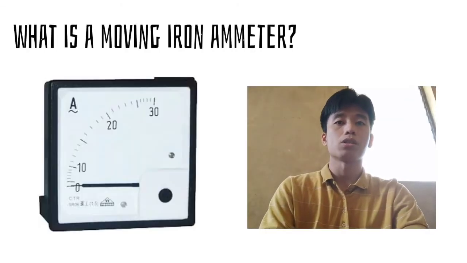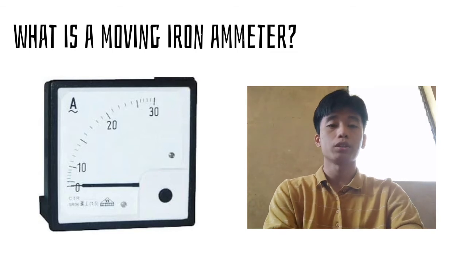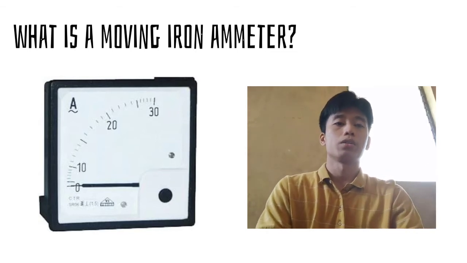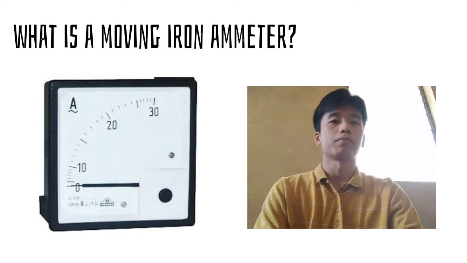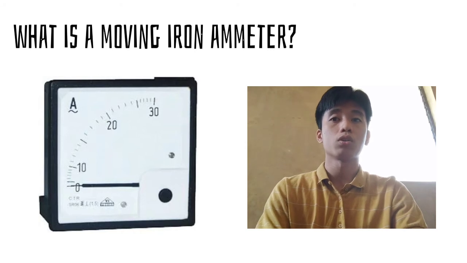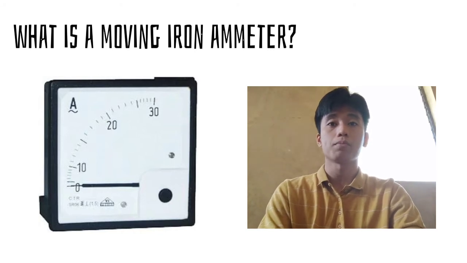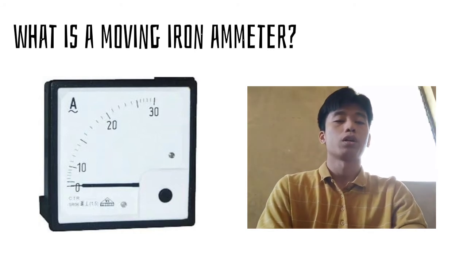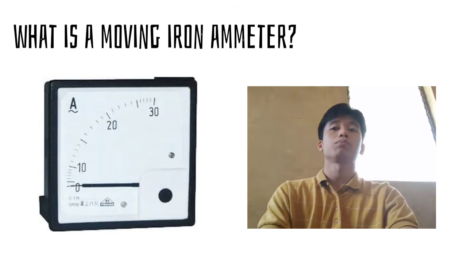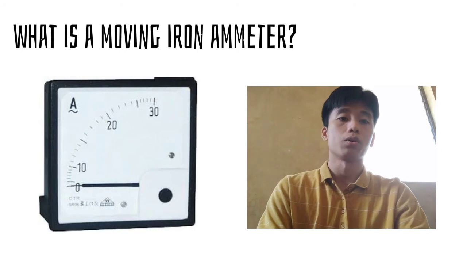Moving iron ammeters are generally used to measure alternating voltages and currents, as opposed to the direct currents measured by the galvanometer. In moving iron ammeters, the movable system consists of one or more pieces of specially shaped soft iron, which are so pivoted as to be acted upon by the magnetic field produced by the current in the coil.